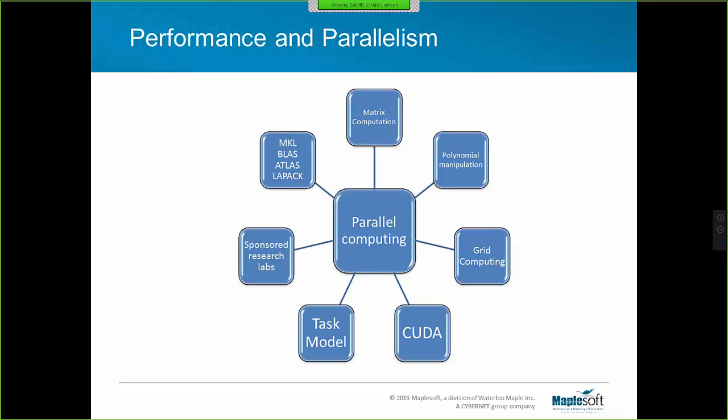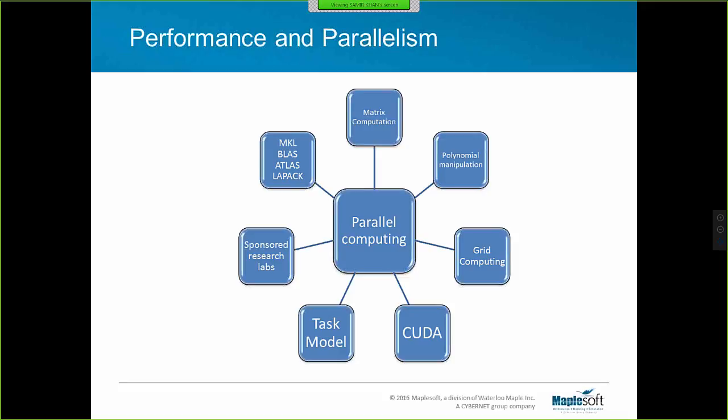Many commands and functions are automatically parallelized. These include matrix computation and polynomial expansion and factorization. These are automatically distributed across all of the cores of your computer. These sound quite niche, but since many operations require polynomial manipulation and matrix computation, the benefits stretch across Maple.